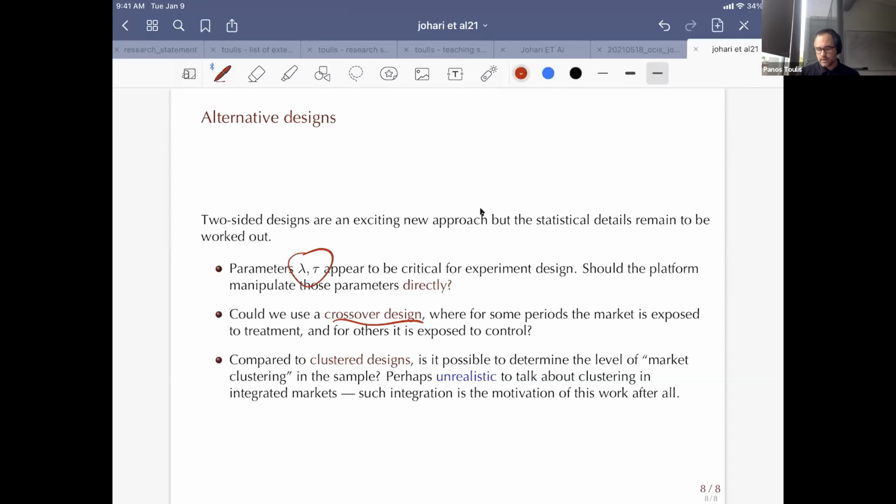I described? And finally, when it comes to cluster designs, to me, it defeats the purpose of the paper a little bit because we're talking about integrated markets. I think this is the main motivation of the paper. So it will be unnatural to think about clustering or a cluster design. So in practice, I will prefer the TSR design compared to a cluster design in this case. But I will be interested to hear more. So that's all I had.